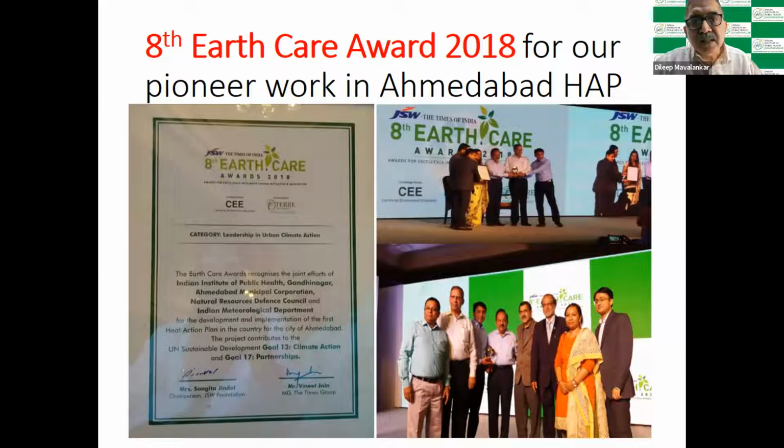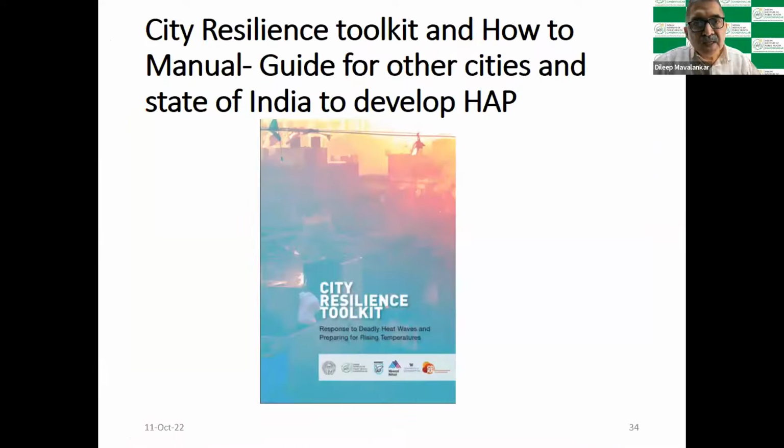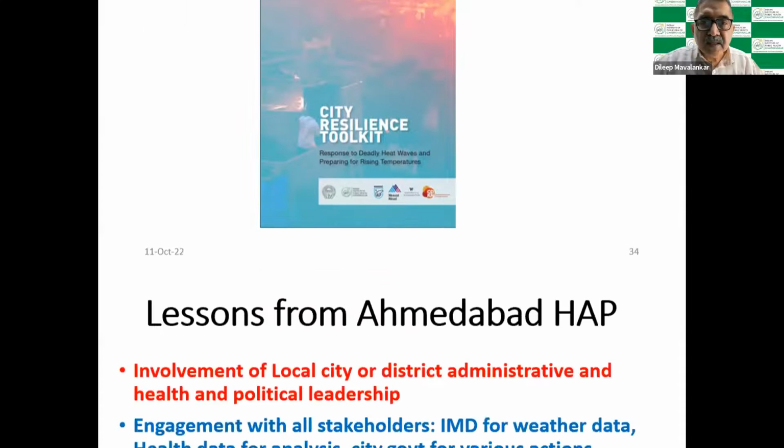There is a JSW Times of India Earth Care Award on various categories. In the urban category, we got this award with the municipal corporation. We have also developed other toolkits and things like that. The NDMA and the NCDC, Dr. Akash was there, have also further developed various guidance documents.